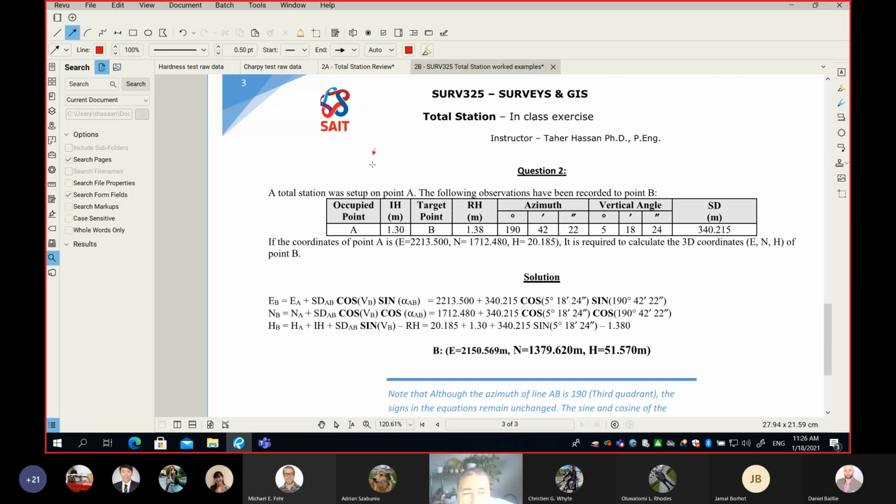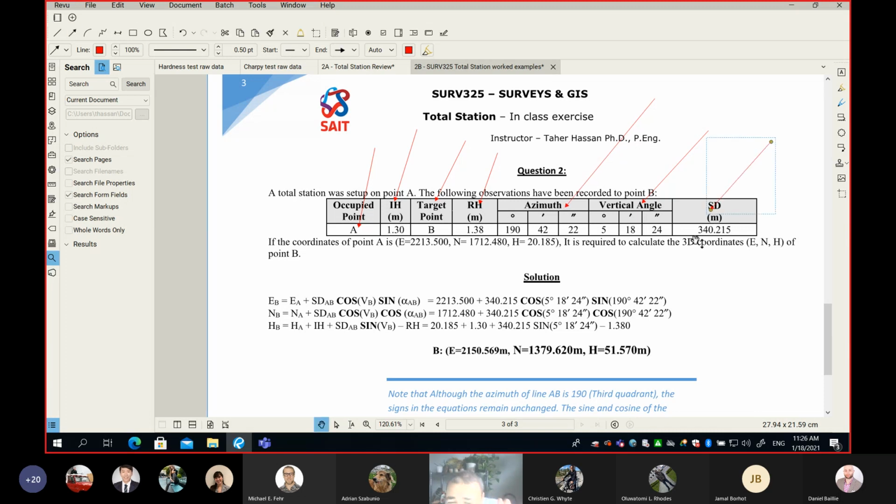We have the occupied point, which is point A. So this is where I have my total station. I'm providing you here with the instrument height. I shoot only one point, so it's a target point, point B. I measured the reflector height. I took the vertical angle, 5 degrees, and then finally took the azimuth with the slope distance.